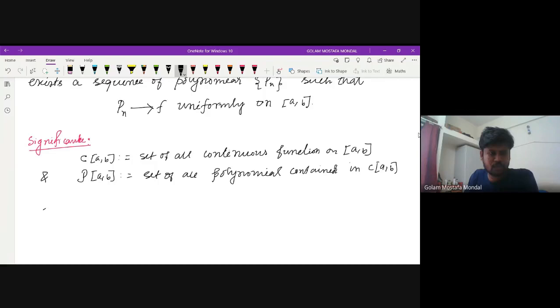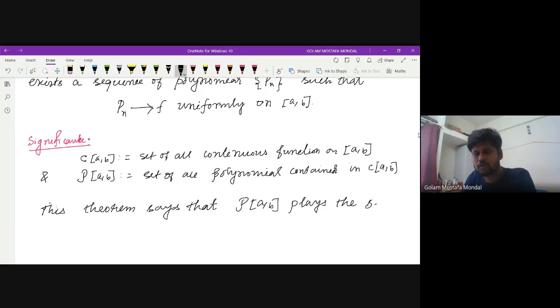So this theorem says that the P[a,b] plays the same role in C[a,b] as the set of all rationals in R.